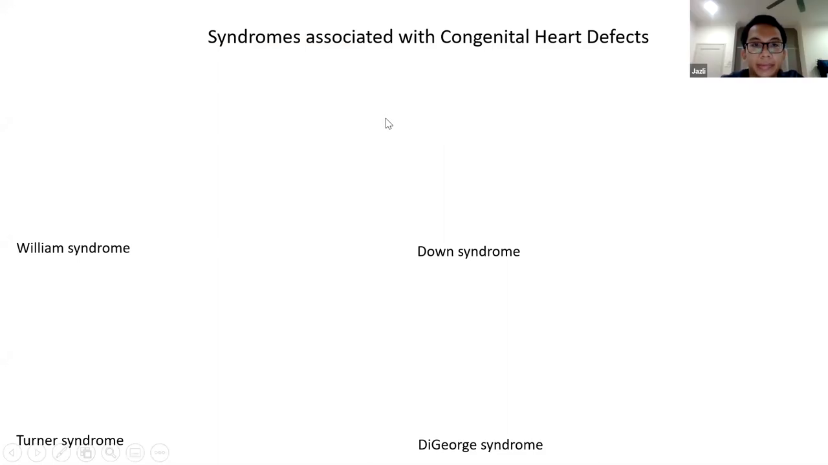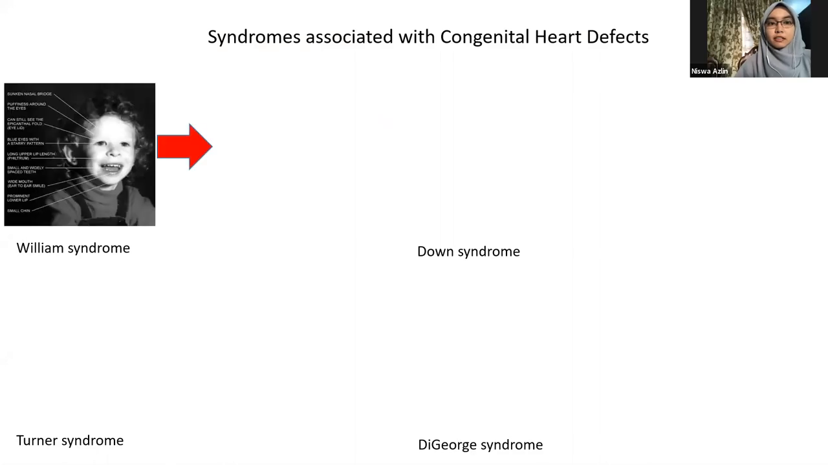Alright. Okay. Bismillahirrahmanirrahim. I am Niswa. So, I will present about syndrome that associated with congenital heart disease. There will be 4 syndromes that we'll discuss today. So the first one is, dengar tak? Semua dengar kan? Okay. So the first one is Williams syndrome. So this is the features of a patient with Williams syndrome.